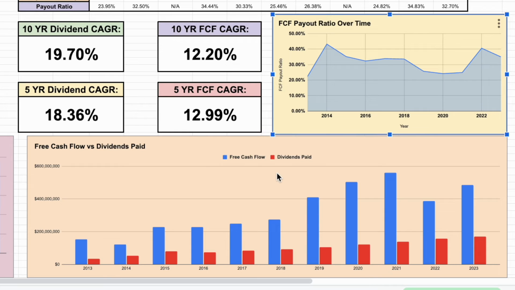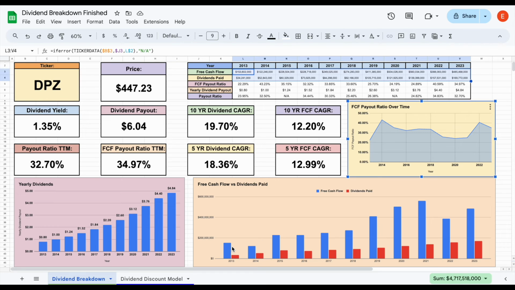Now the free cash flow growth, while it has grown tremendously, is a little bit more choppy. We have a few years where it doesn't grow quite as fast, a fast spike up, and then a little bit of a decline over the past couple of years. But again, overall, we can see phenomenal free cash flow growth, which is reflected in the 10-year free cash flow CAGR and the 5-year free cash flow CAGR.